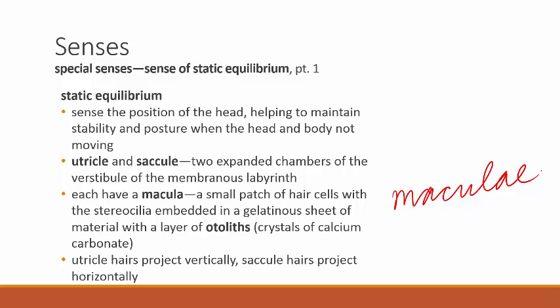And actually there's a layer on top of this gelatinous membrane. We have a layer of otoliths. Otoliths are just small, tiny crystals of calcium carbonate. And so they are layered on top of this gel. The utricle hairs are found with the hairs projecting vertically, and the gelatinous sheet would be horizontal. The hair cells of the saccule, their hairs project horizontally, and their gelatinous sheet is vertical then.